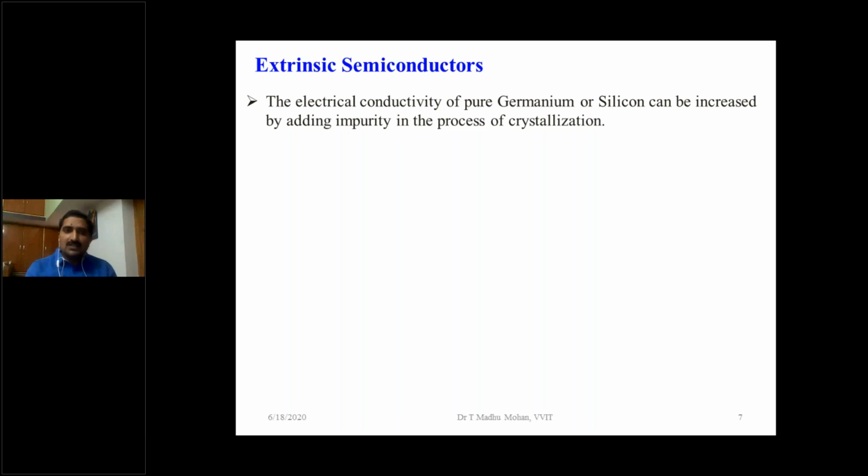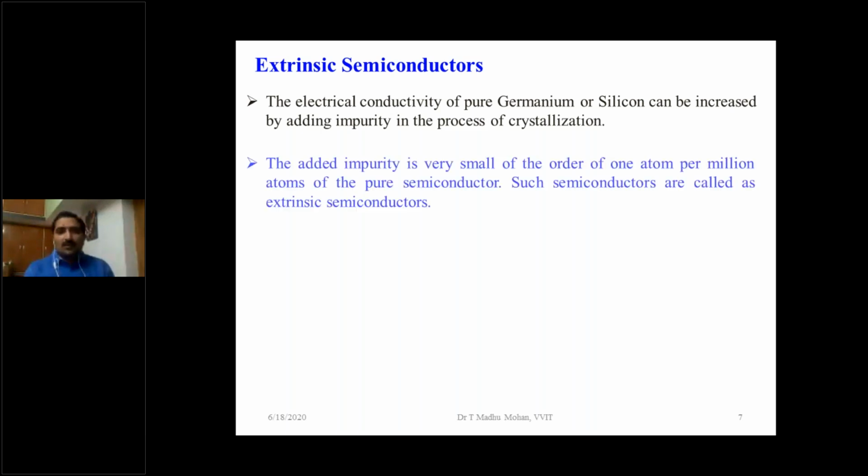So due to the addition of impurity atoms to the pure semiconductor, it is called an extrinsic semiconductor. The added impurity is very small. Here we are adding only 1 atom per million atoms. That means we are adding an impurity atom to 1 million atoms of germanium or to 1 million atoms of silicon. Such semiconductors are called extrinsic semiconductors. Extrinsic means impure.